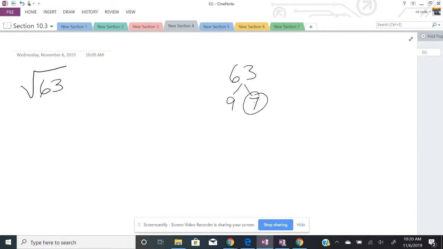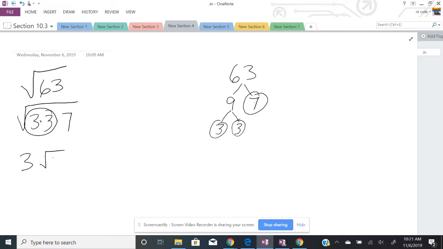I'm going to circle my primes. Then I've got 3 and 3. Circle those. So that's the same as writing 3 times 3 times 7. Because I'm taking the square root, I need pairs, I need twins. Okay, so when I have twins, one of them can come out and what's left is left inside.